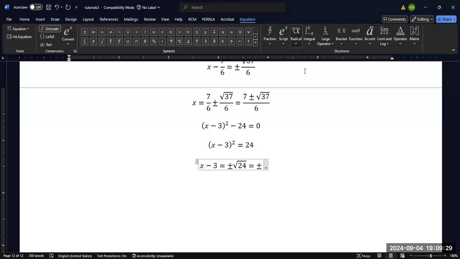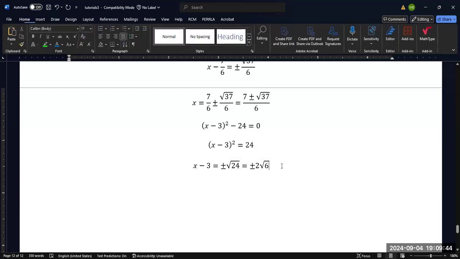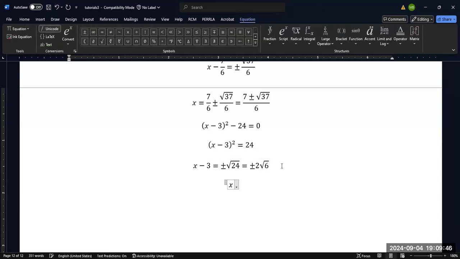24 can be factored as 4 and 6. 4 is a perfect square. The 6 will get stuck under there and the 2 will come out. And then we can subtract 3 from both sides of the equation, or add 3 in this case. If we add 3 to both sides of the equation, we get 3 plus and minus 2 square root of 6.